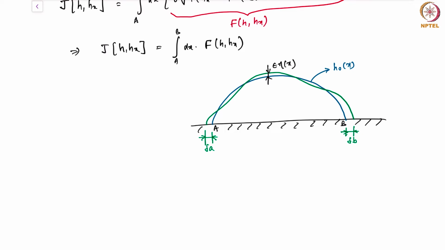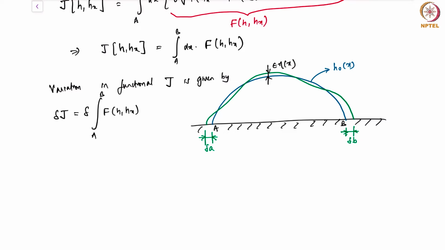Let's start by writing down the variation of this functional J. The variation in functional J is given by delta J. This could happen because of variations in this quantity, delta of the integral from A to B of f of h, hx dx. So now it's important to understand this expression a little more carefully.